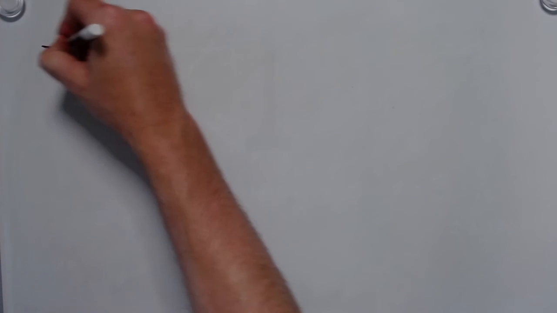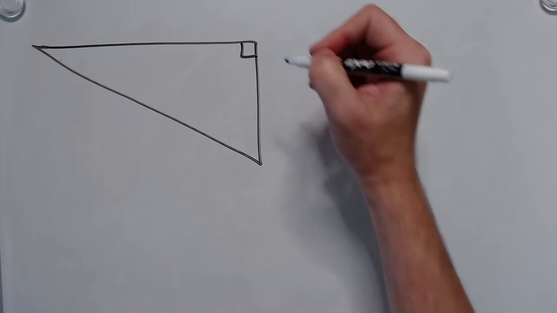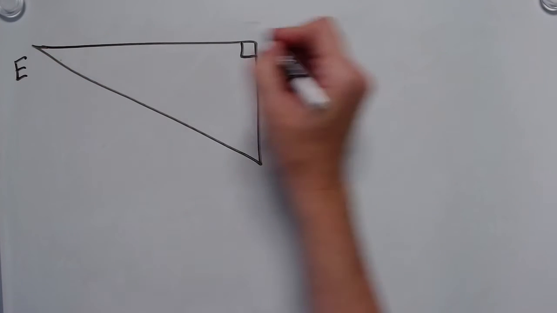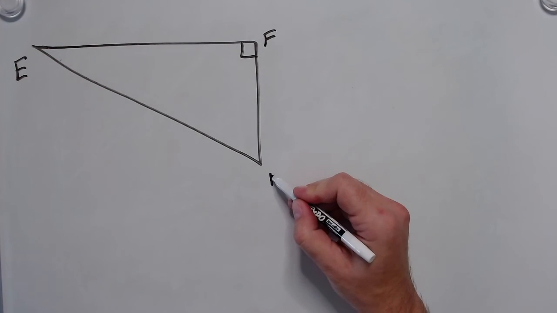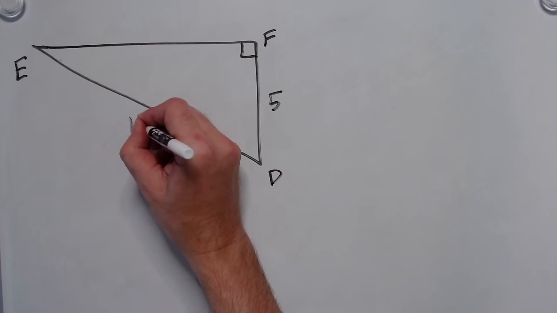Okay, we're going to draw another triangle, something like that. We're going to put our right triangle here, and we're going to mark this E, F, and D. And we'll put some information. We'll say this is 5, and this is 13.